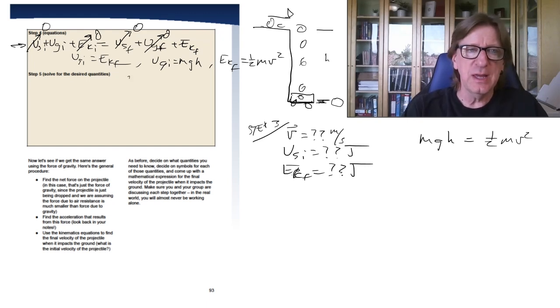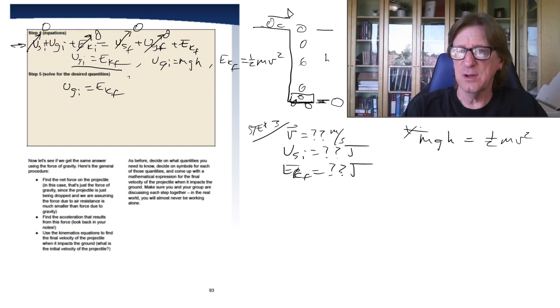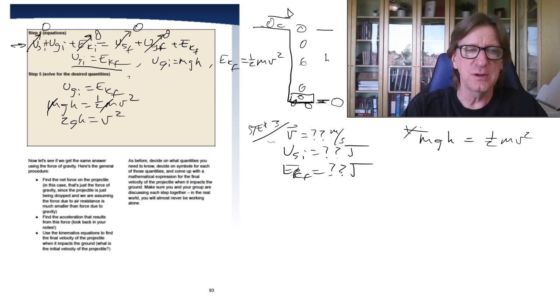All right, so we're ready to solve the problem. So I'm going to go ahead and start with this equation right here. So I've got UGI equals EKF, and then as we saw over here, that just means that mgh is equal to 1/2 mv squared. My m's cancel. I'm looking for the velocity, so I'm going to solve for that. So I get 2gh is equal to v squared, and so v then must be equal to the square root of 2gh.